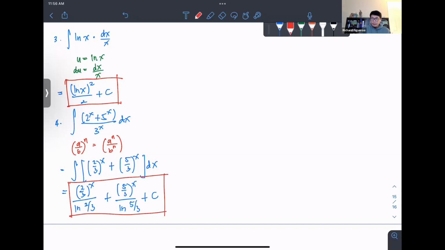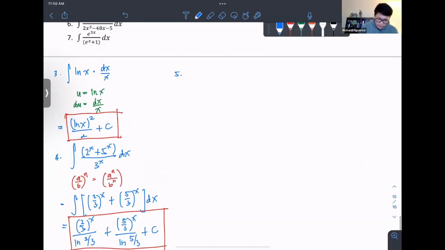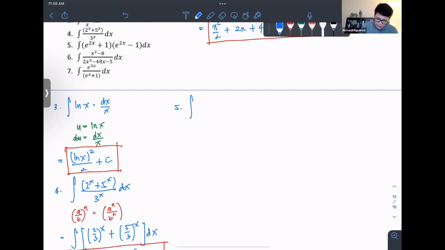So that is for item number 4. For number 5, we have the integral of (e raised to 2x plus 1)(e raised to 2x minus 1) dx. So there's an operation involved here. We multiply. However, this is a sum and difference of 2 terms, so we can just square the first term and minus the square of the second term. This is e raised to 4x minus 1 dx.